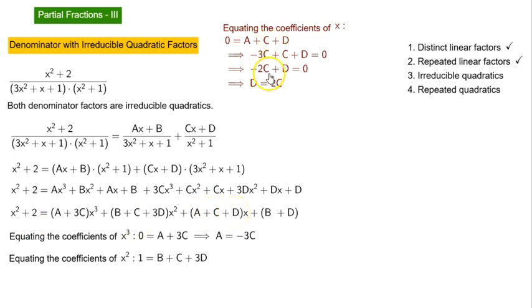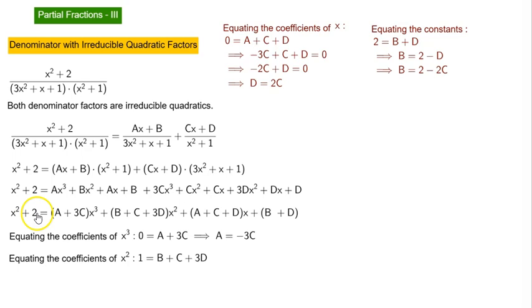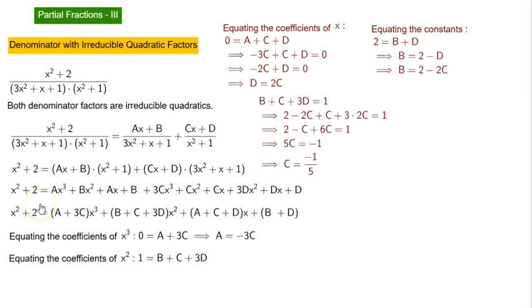So substituting and simplifying, we get d is equal to 2c. Equating the constants, we get 2 is equal to b plus d. So b is equal to 2 minus 2c. Okay, now we have to get a, b, c, d. So b plus c plus 3d equal to 1. We know b is 2 minus 2c. D is equal to 2c.